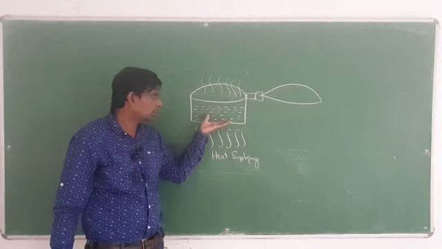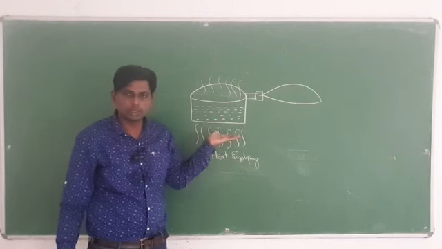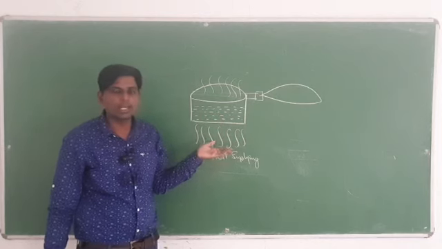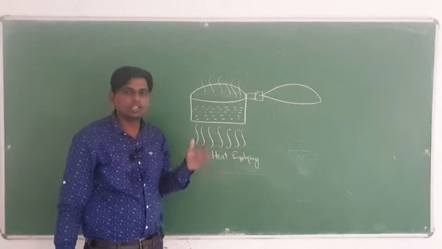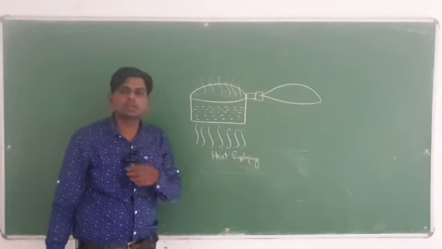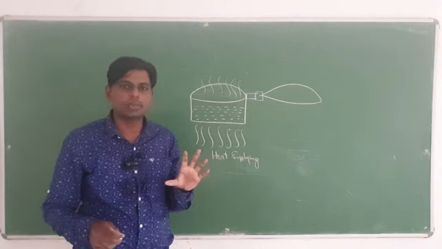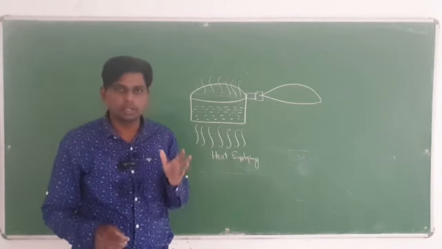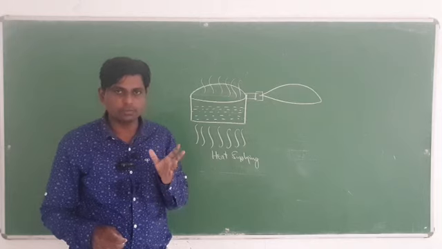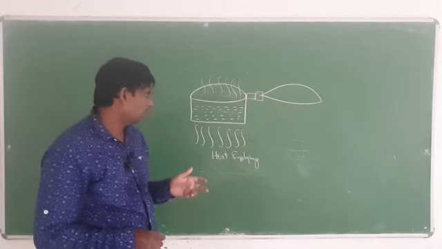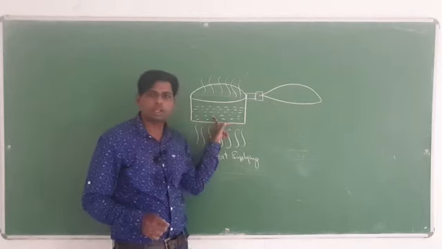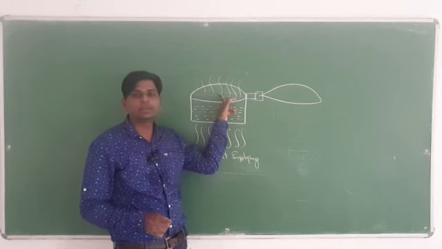Whatever water is inside the pan, after some time it will reach its saturation. What is the saturation temperature of water? 100 degrees. After 100 degrees the phase of the water will change. The previous phase is water, and after some time it will become vapor.